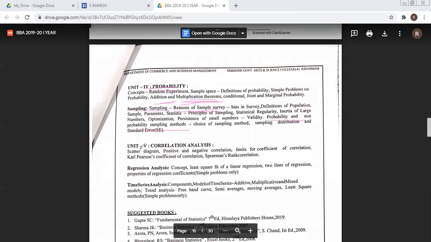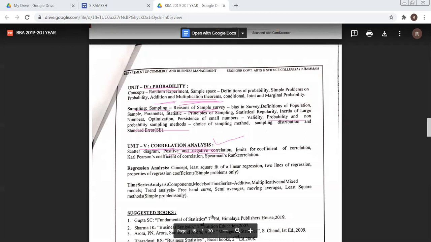And coming to fifth chapter, that is correlation. What is correlation? What are the different types of correlation?